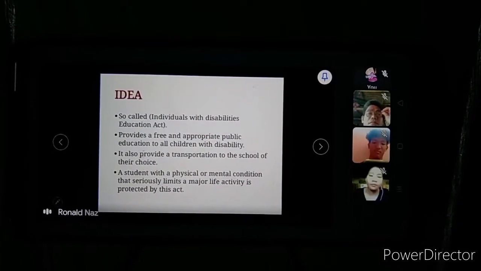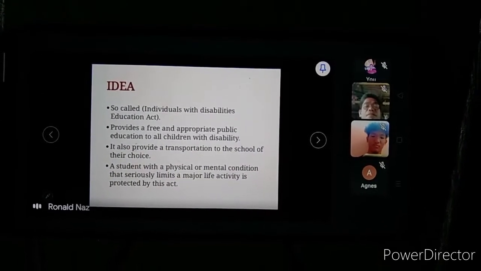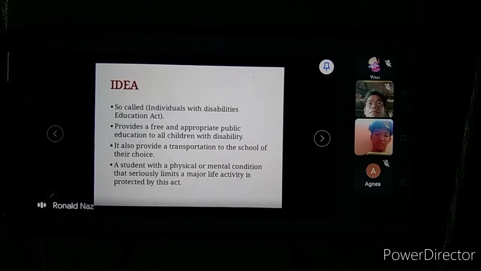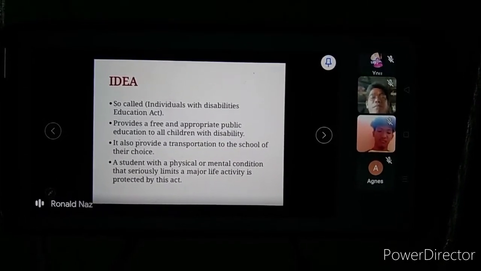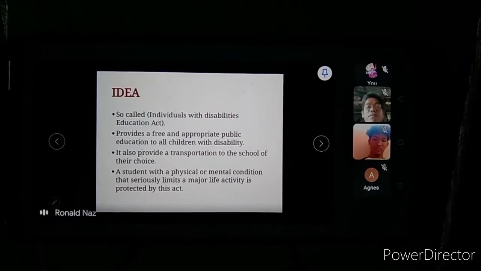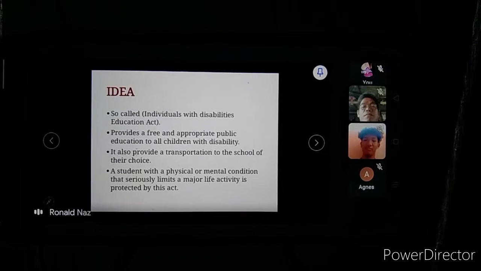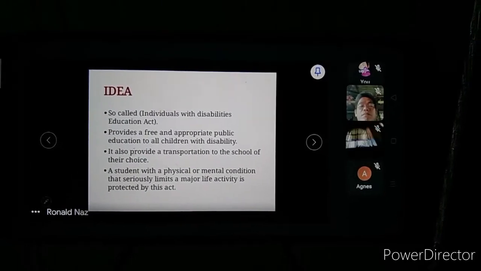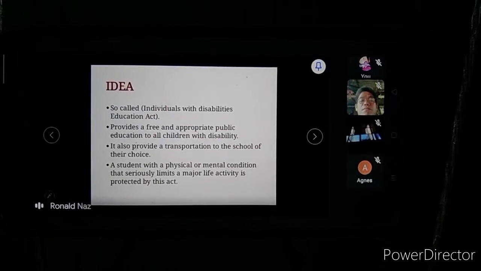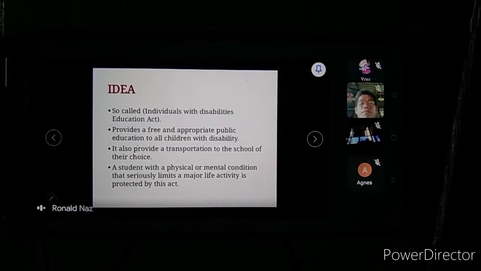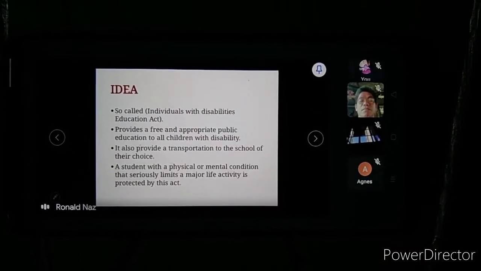Of course, the physical disability of the learners is protected by this act. We call it IDEA, or the Individuals with Disabilities Education Act. It provides a free and appropriate public education to all children with disability. It also provides transportation to the school of their choice. And a student with a physical or mental condition that seriously limits a major life activity is protected by this act.